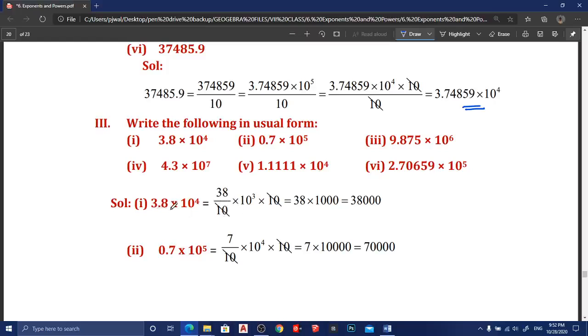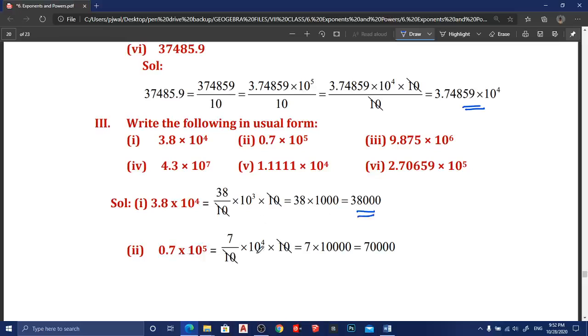So 3.8, how can you write? 38 by 10 into 10 to the power of 4. So 10 to the power of 4, I am writing it as 10 cube into 10. I am taking one 10 outside and 10 gets cancelled here. You will write 38 into 10 cube. 10 cube means 10 into 10 into 10, 1000. So 38,000.